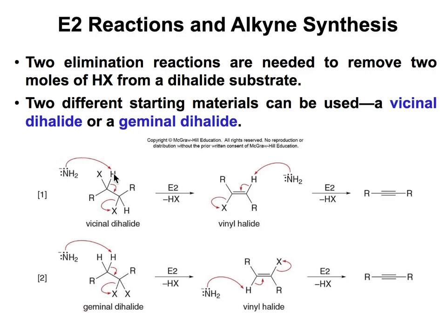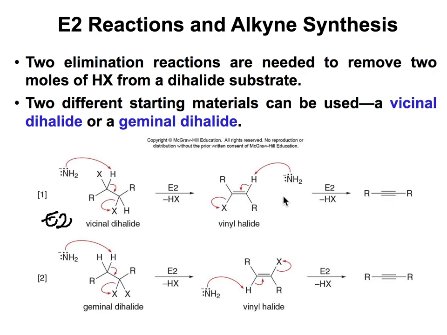The base comes, gets the hydrogen, then the electrons collapse, forming the pi bond, and the leaving group leaves at the same time. This would be an E2 reaction, right? Because it happens all in one step. So that first E2 reaction removes the hydrogen and the bromide or the chloride, the halogen in this case.